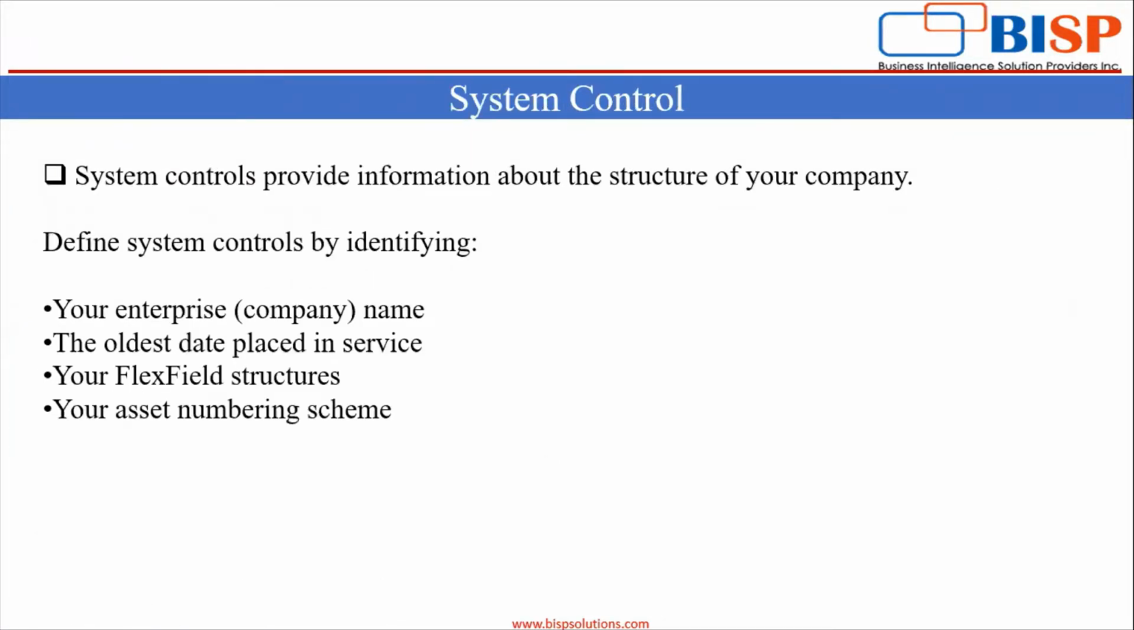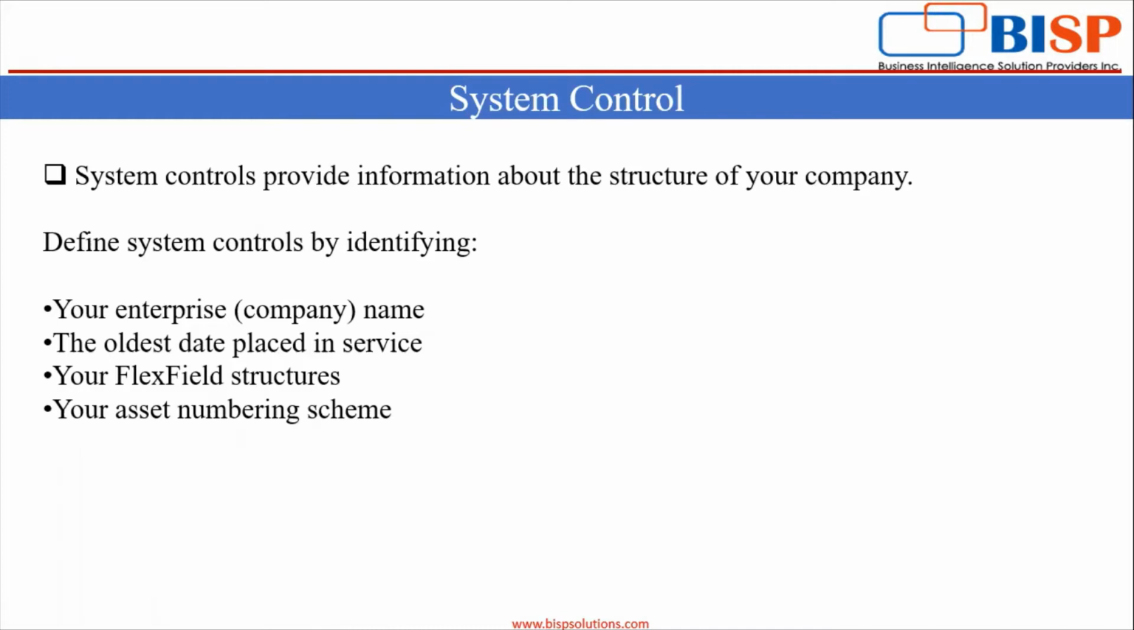Now we'll see what is system control. System control provides the information about the structure of your company. System control is a one-time setup. Only at the time of creating system control setup in a fresh instance, you can select the flex field information. You cannot change the flex field information in an existing instance. You have to select the flex fields that have been entered in system control.